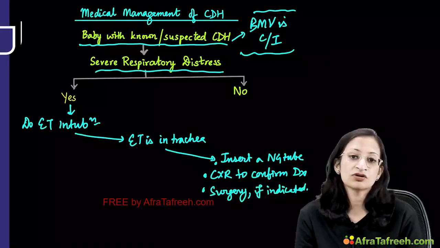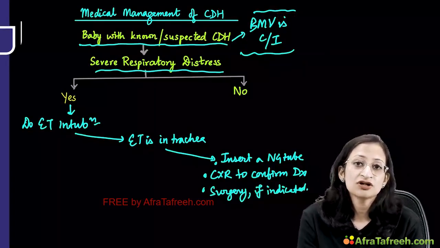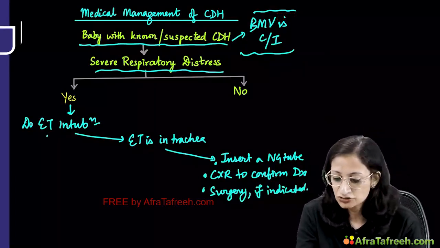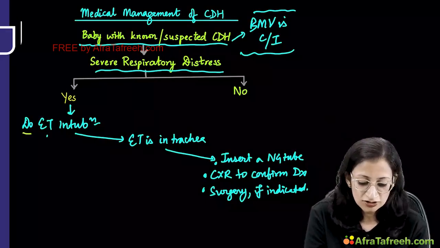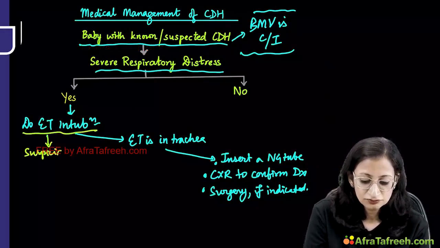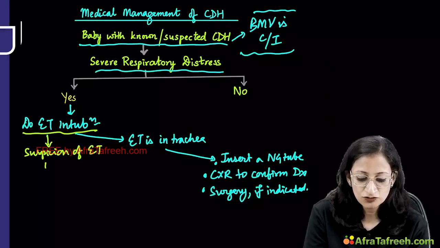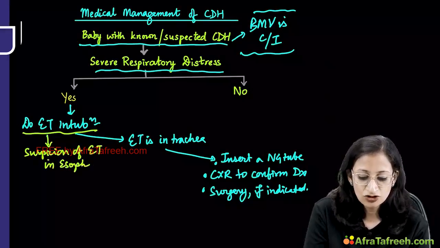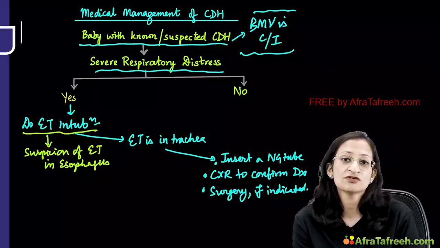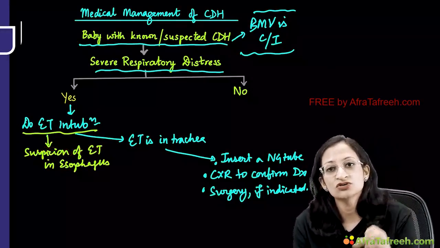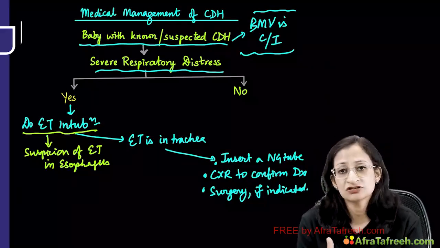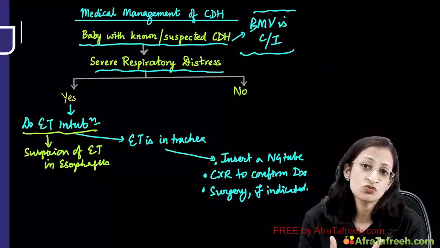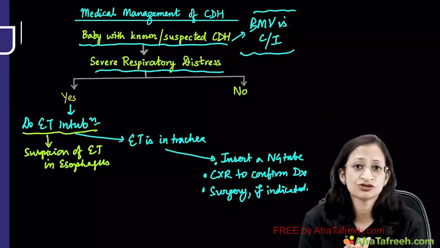Okay. But if you have done an endotracheal intubation and you are suspecting that your endotracheal tube has gone into the esophagus instead of the trachea, what will happen? When you start bag and tube ventilation with the endotracheal tube in the esophagus, instead of improving, the baby's condition is going to worsen and there will be further mediastinal shift, right?